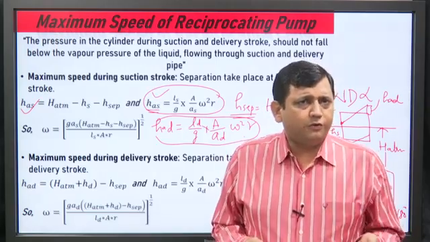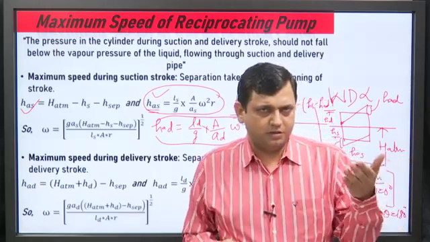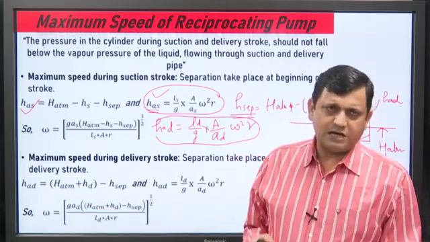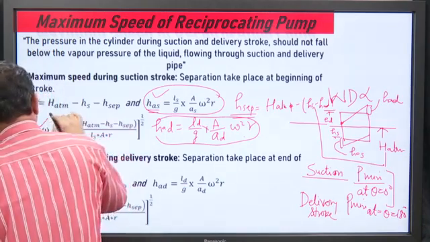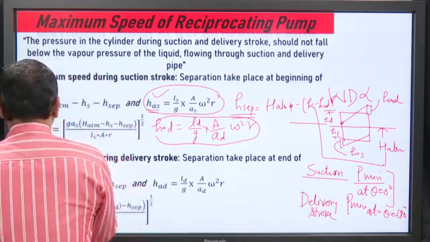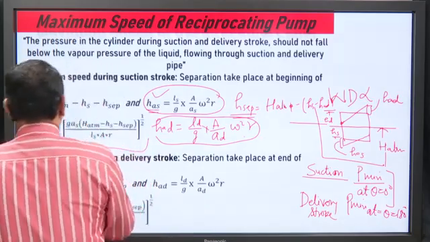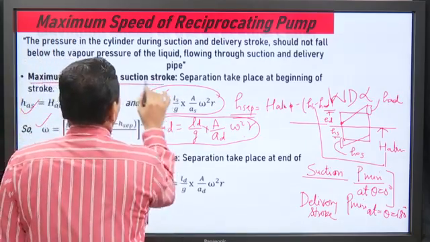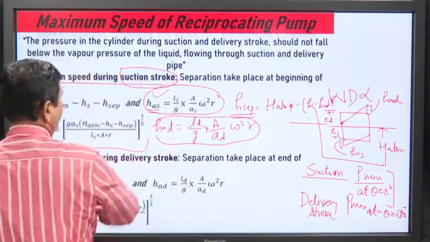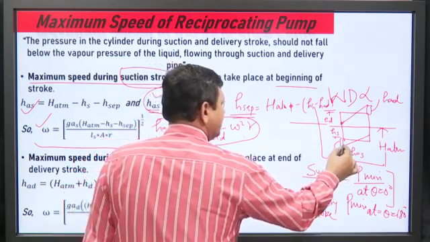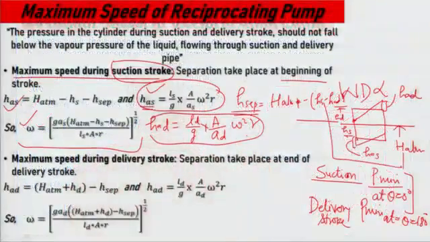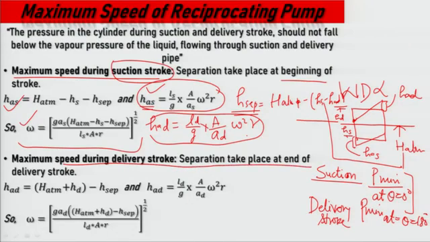Our mission is to calculate omega or the RPM speed. Before calculating the RPM n, first we calculate omega by this equation. This equation is for the maximum speed during suction. Separation takes place at the beginning, because the pressure is minimal at the beginning point. At the end of the maximum speed during the delivery stroke, separation takes place at the end of the stroke, because at this point the pressure is minimal.